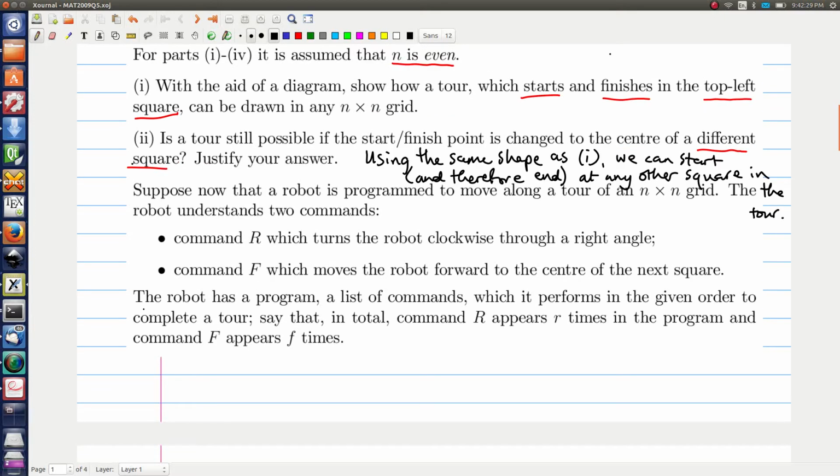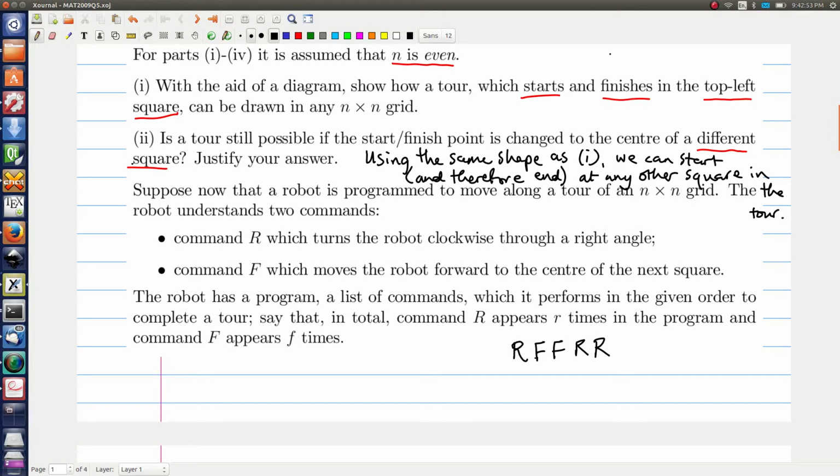Think of this idea as an automata or a robot that follows a fixed set of rules. Anyway, so what are we saying? The robot has a program, a list of commands. So a list of commands may be, for example, something like that. This is just in case you're having trouble understanding this.